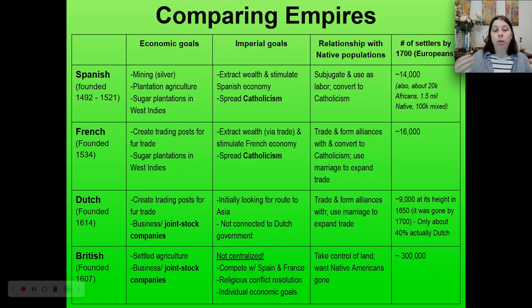Eventually, all of the British colonies will technically become royal colonies by the early 1700s, but their variety of founding methods ensured that they developed pretty separately and independently from each other and from the British crown to a much greater degree than any other empire.